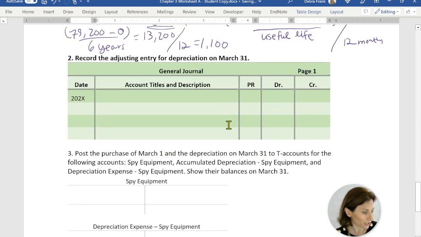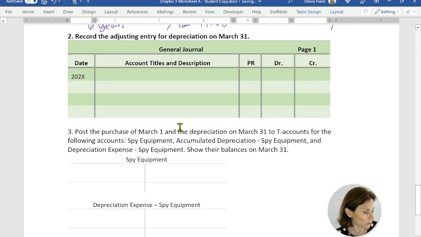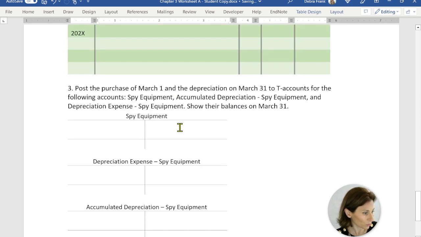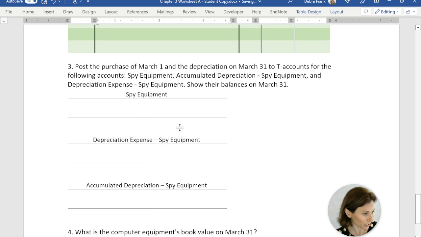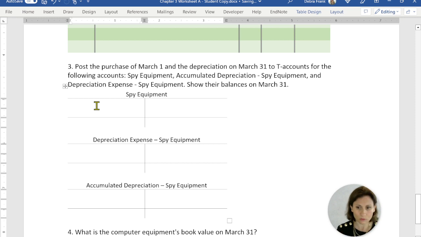Again, I like to do T accounts first. So I'm just going to show that way, but your book likes to go in the other order, but that's fine. In this case, we don't need to map it out, but we're going to still map it out anyway. So let's record our T accounts. So the spy equipment doesn't get affected with our adjusting journal entry.